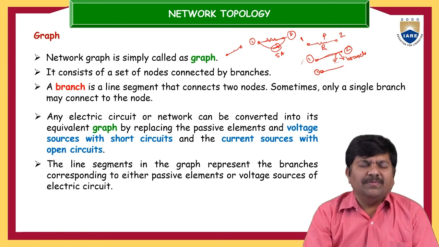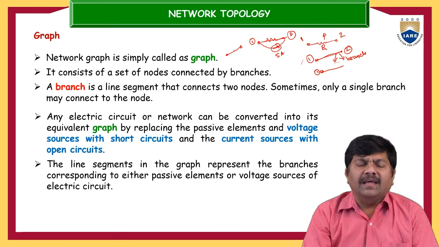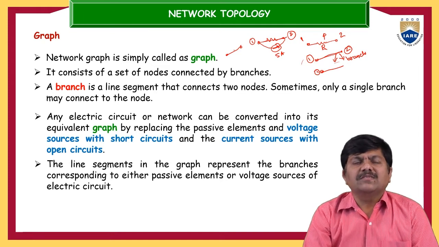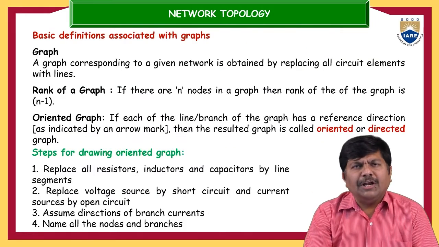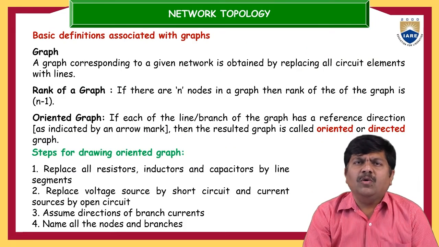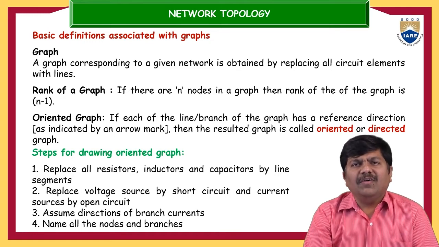So current sources are simply open circuited, and the remaining elements, the voltage sources and the passive elements, can be represented with solid branches. That is the solid line segment, the branch between the associated nodes. In continuation to that, now we are going to discuss the definition of a graph and the other associated terminologies in network topology.